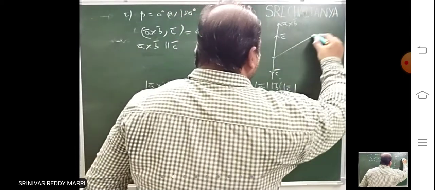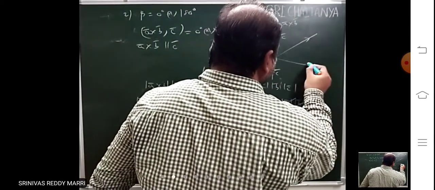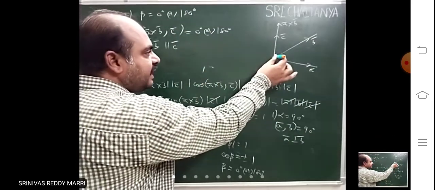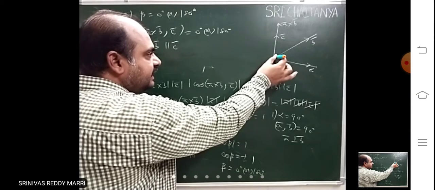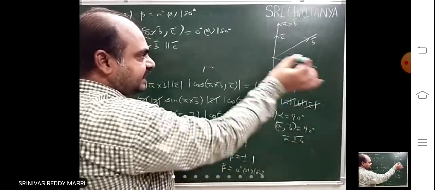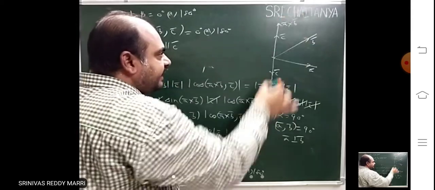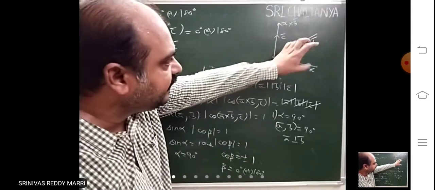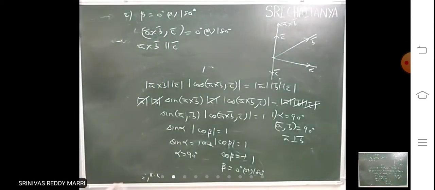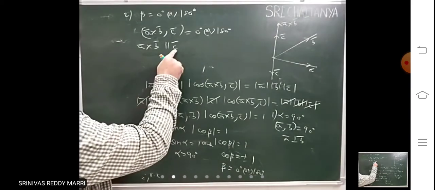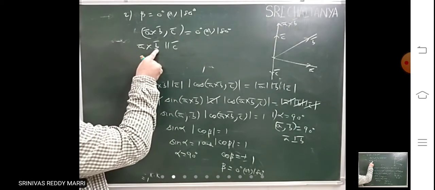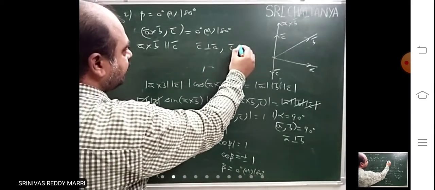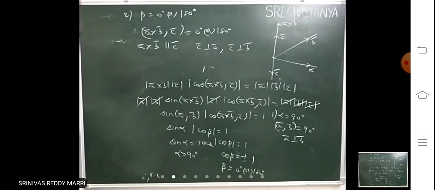That means for A bar, B bar vectors, suppose, let us say A bar, B bar. That means C bar direction will be in this direction. Any vector collinear with A cross B will be perpendicular to both A bar and B bar. That means C bar will be perpendicular to A bar, comma, C bar perpendicular to B bar.